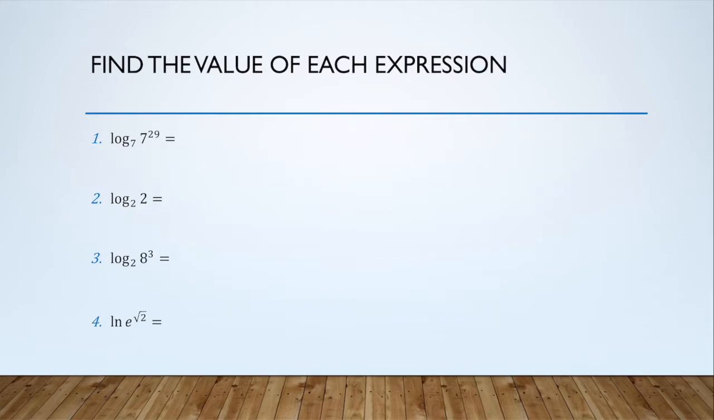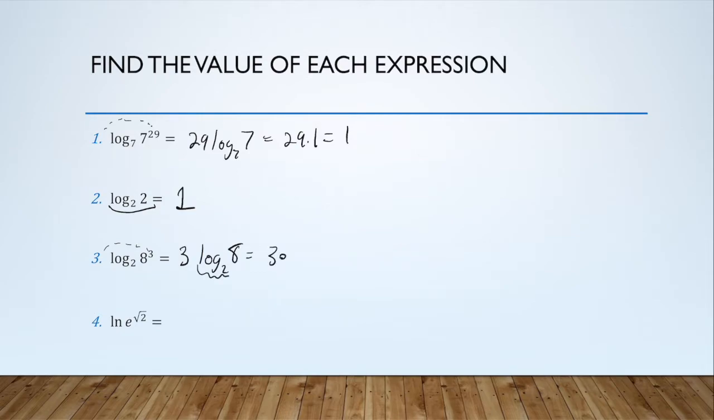So let's find the value of each expression. I have log base 7 of 7 to the 29th. Remember, I can move that exponent to the front. So I get 29 log base 7 of 7, which is 29 times 1, which is 29. Next, log base 2 of 8 cubed. We can move that exponent to the front. So I have 3 times log base 2 of 8, which is 3 times 3. So I have 9.